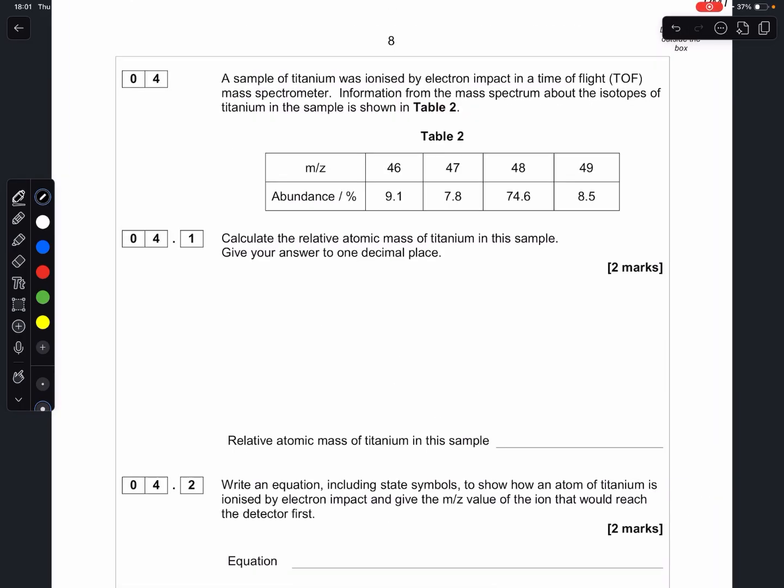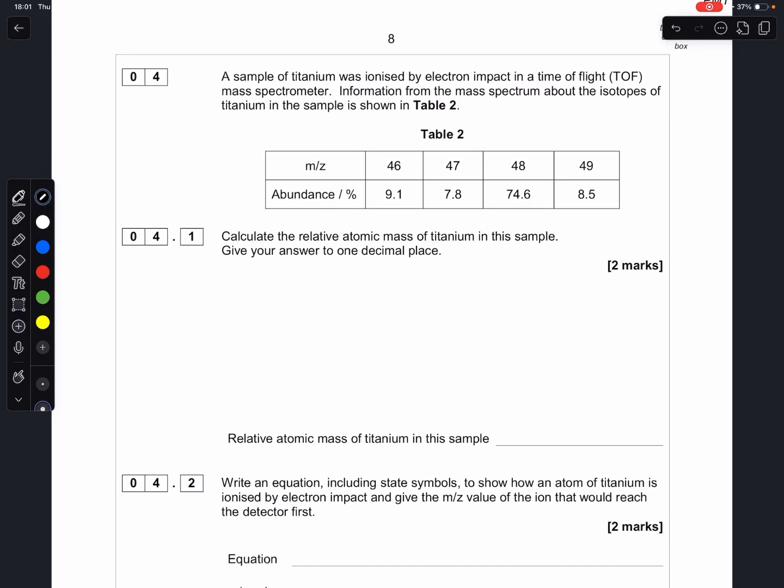A sample of titanium was ionized by electron impact in a time-of-flight mass spectrometer. Information from the mass spectrum about the isotopes of titanium in the sample is shown in Table 2. We've got our m/z values for the different isotopes and their relative abundance. Calculate the relative atomic mass of titanium in this sample. Give your answer to one decimal place.